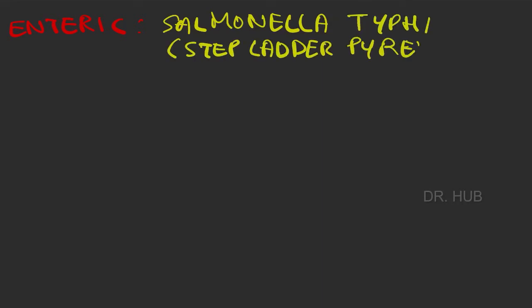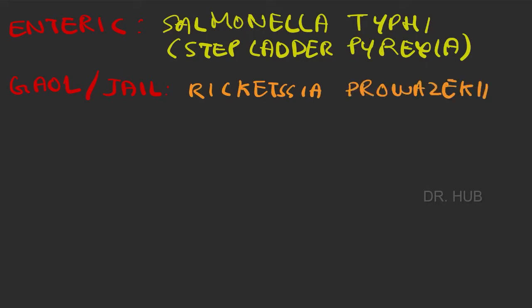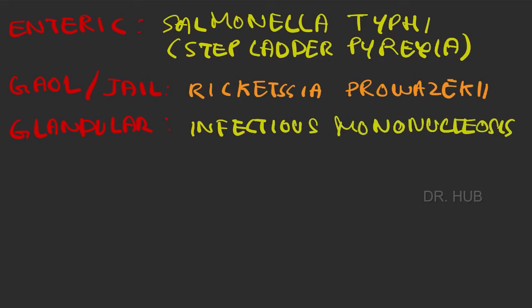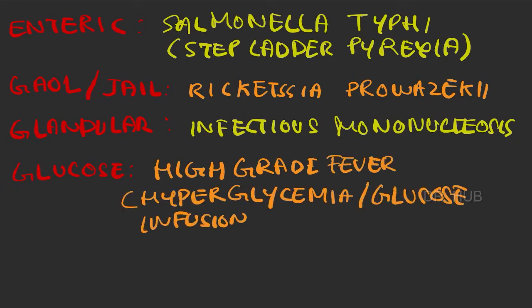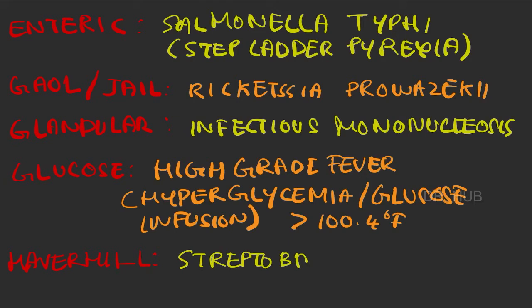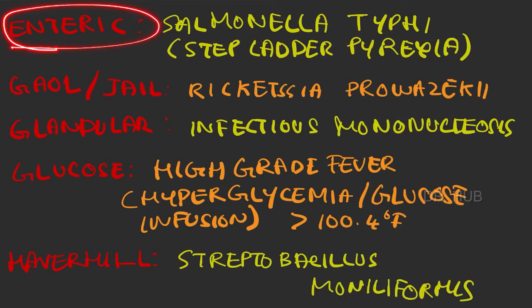Moving on, we are looking at the enteric fever, and here the organism involved is Salmonella typhi. It includes stepladder pyrexia. Next, there is gaol or jail fever, seen in case of Rickettsia prowazekii. Then glandular fever, seen in case of infectious mononucleosis. And then glucose fever, seen in case of high grade fever. Then hyperglycemia, as well as glucose infusion, and the fever is above 100.4 degrees Fahrenheit. Then Haverhill fever, seen in case of Streptobacillus moniliformis.